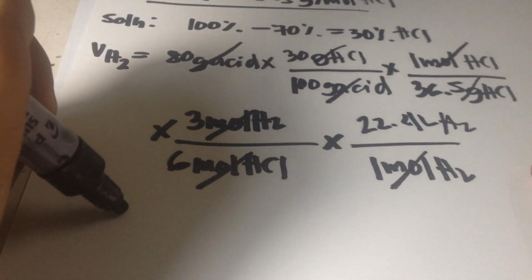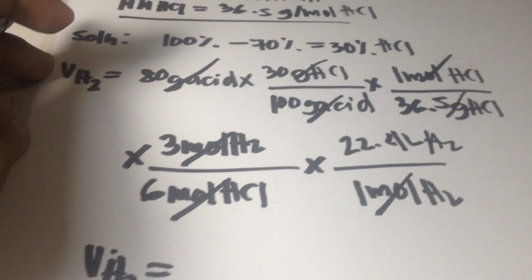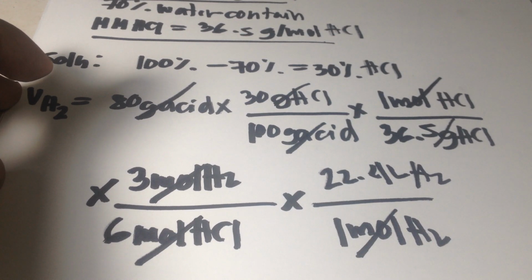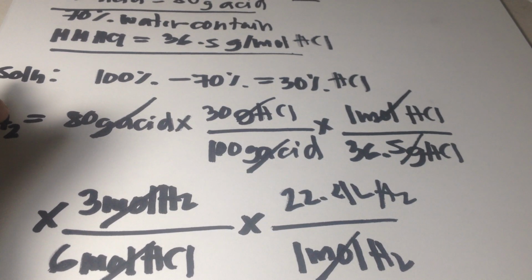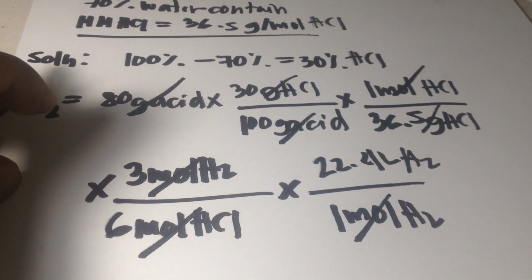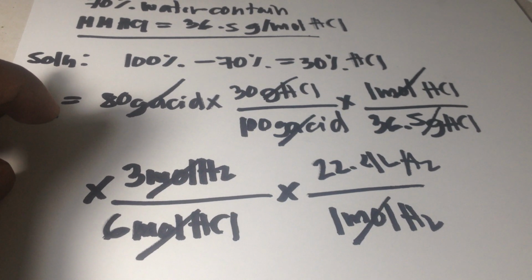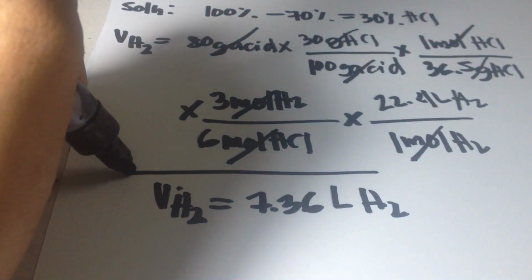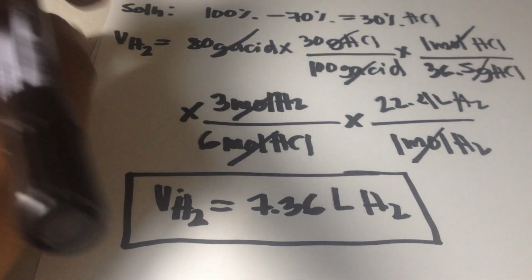Okay, so the volume of hydrogen gas is equal to 80 times 30 divided by 100 times the molecular weight 1 divided by 36.5 times the ratio 3 divided by 6 times 22.4 is equal to 7.36 liters of hydrogen gas. Right? That's for number 3.